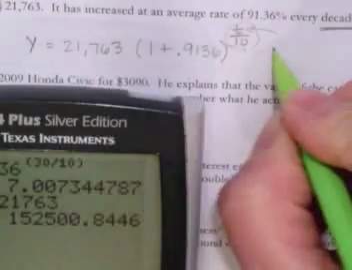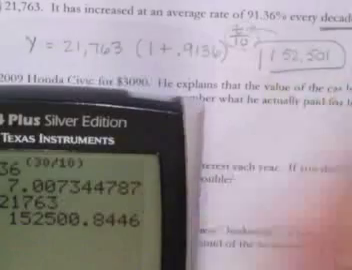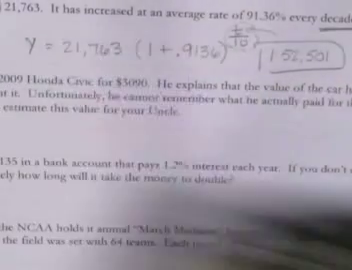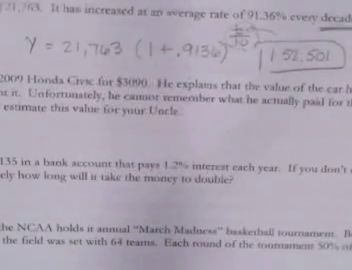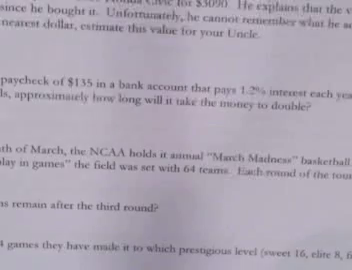So my answer here is 152,501 people in Cary in 2010. So that's the answer to the first problem. In the second problem, your uncle is going to sell you his 2009 Honda Civic for $3,090. He explains that the value of the car has depreciated at a rate of 20% per year since he bought it in 2009. But unfortunately, he can't remember what he paid for the car when it was new. To the nearest dollar, estimate the value for your uncle.